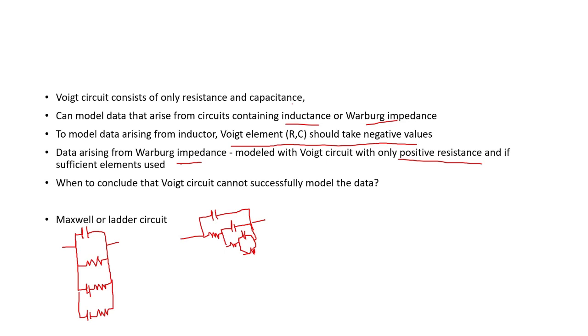This is clear, but when we are able to fit with the Voigt circuit, we should be able to fit it with Maxwell and ladder also, no? Is there a case where a particular result cannot be fit with the Voigt and it can be fit with Maxwell and ladder? From the sir's lecture, he mentioned that if it can fit with Voigt, then we should be able to fit it with Maxwell and ladder.